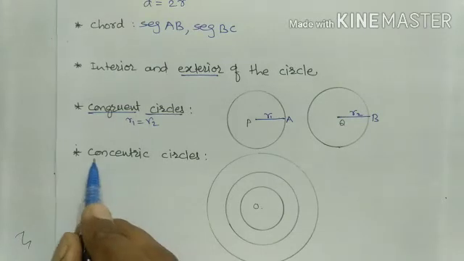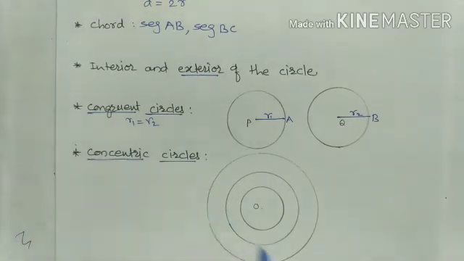Then the concept which we already studied is the concentric circles. Here we draw three circles, this 1, 2 and 3. These three circles have the same center, that is O. Such type of circles are called concentric circles. It means that the circles having same center and different radii.